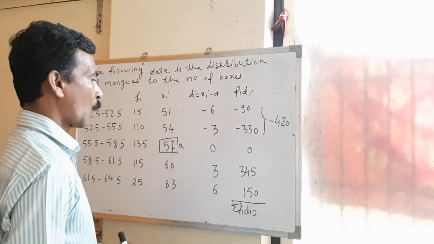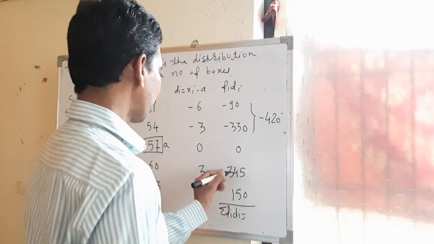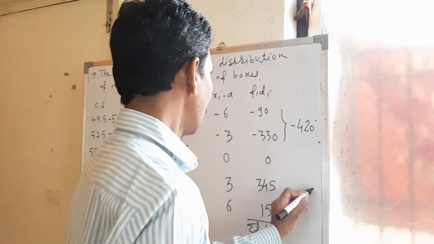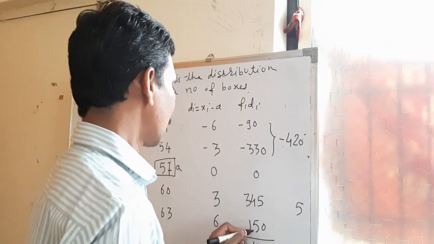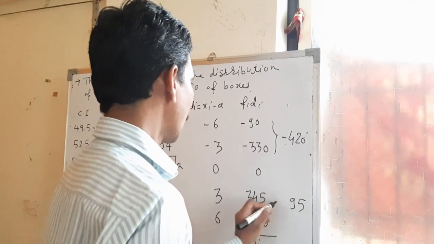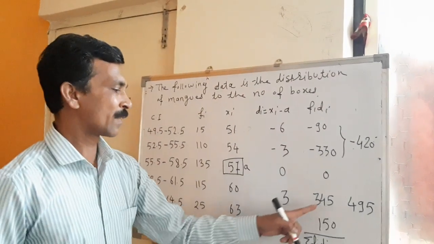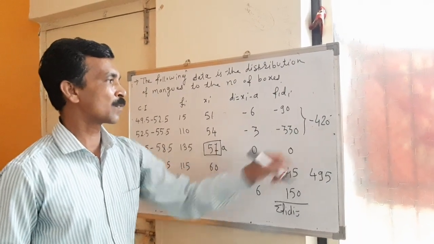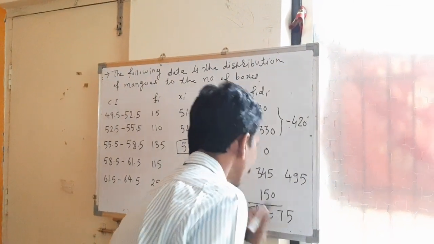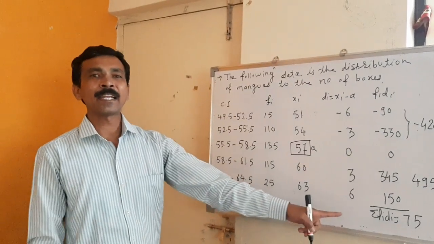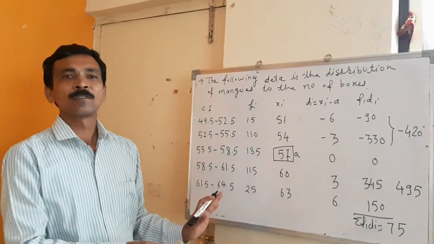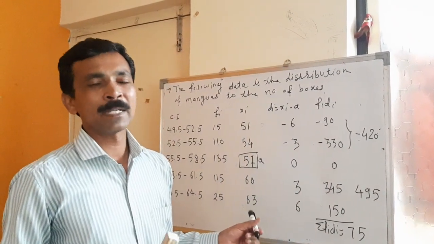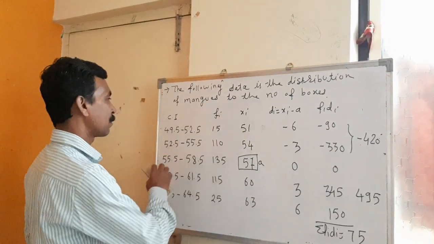345 plus 150, we'll see the addition. 5 plus 0, 5. 4 plus 5, 9. 3 plus 1, 4. So 345 plus 150 is 495. Now I'll subtract both these numbers. 495 minus 420 is 75. So this is summation of Fi Di. Now the table is ready. We have to write the formula and place the values. I'll write the formula, place the values, and I'll get the answer.